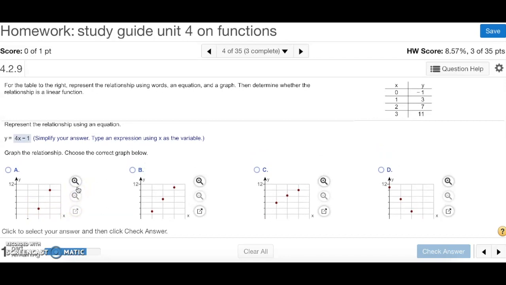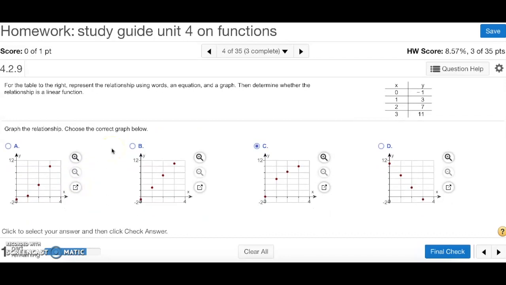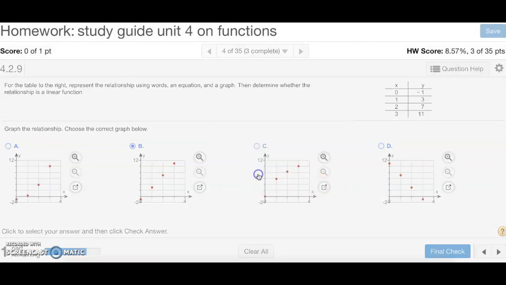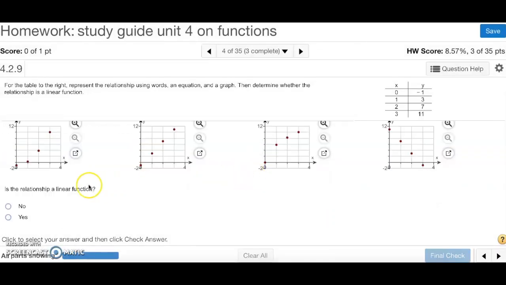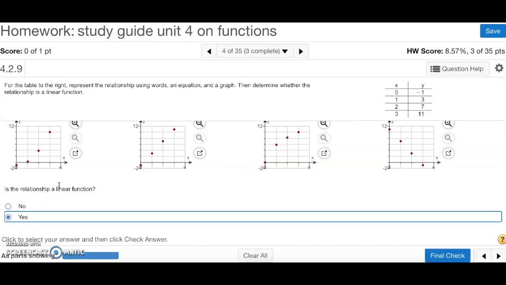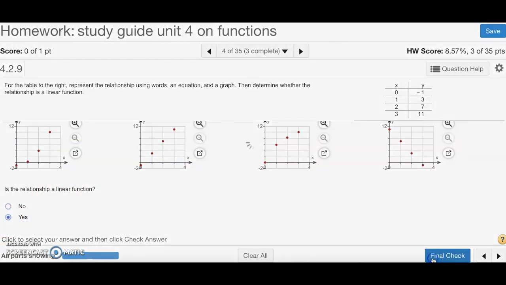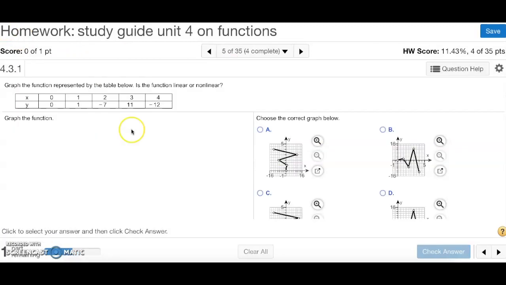Now the graph will be a line. That means it's not going to be A or C because neither one of them are lines. D is decreasing, whereas our table is increasing for the y values. So that means it's going to have to be B for the answer. So is it linear? Yes, it is, because we have a constant rate of change. And that's number 4.